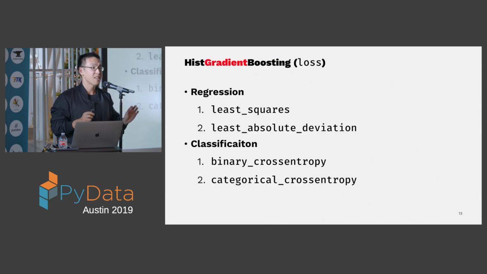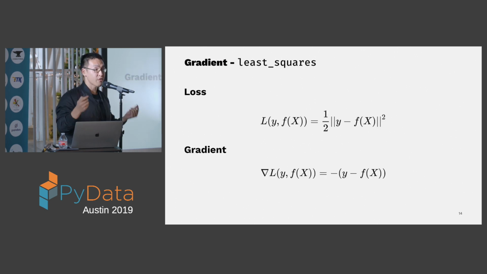When you think of gradients, you have loss functions. So for regression, we have least squares and least absolute deviation. For classification, we have cross entropy. Now, once you have a loss function, which is a scalar value, we want to take the gradient. For example, least squares: it's this difference, and you square it, and you sum it all up. It's a scalar value. But the gradient is a vector value, which means every sample has a corresponding gradient with it, which I'll come to later.